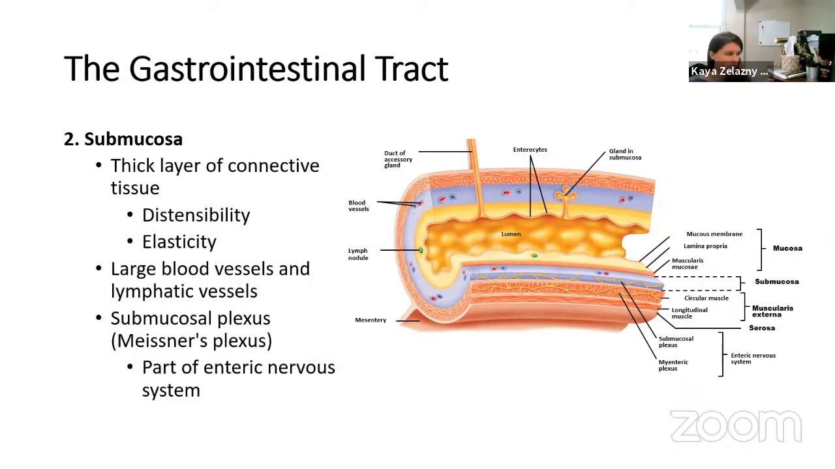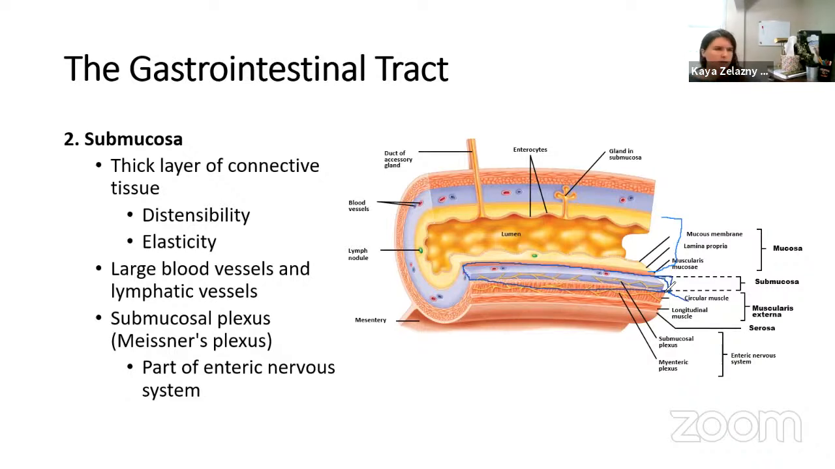So all of those three were part of our mucus layer, our mucosa. Now we're moving to the submucosa. The submucosa is basically this purple layer, right? So we're talking about this stuff. This is a pretty thick layer, and it's made of connective tissue. So in that way, it's similar to the lamina propria.